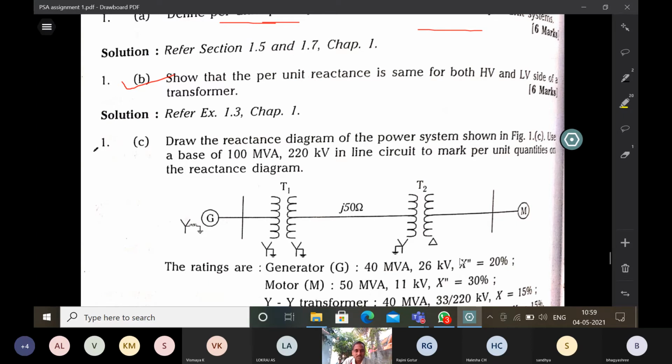Okay, so from the next class I will start the second module, that is short circuit analysis, or symmetrical short circuit analysis. That is the second module. Okay, and that is also a very simple chapter, and it has some 50% of theoretical part and 50% of problematic part.